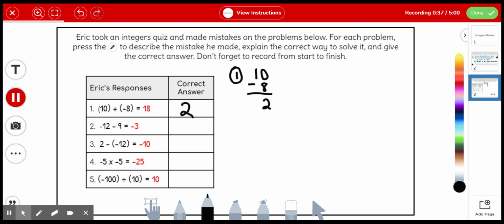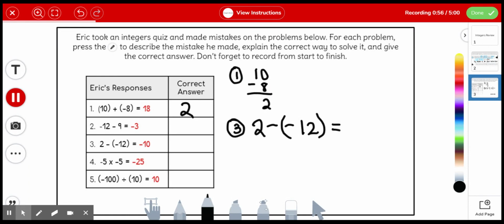You're going to go ahead and complete number 2. For number 3, Eric says that 2 minus negative 12, he said was equal to negative 10.